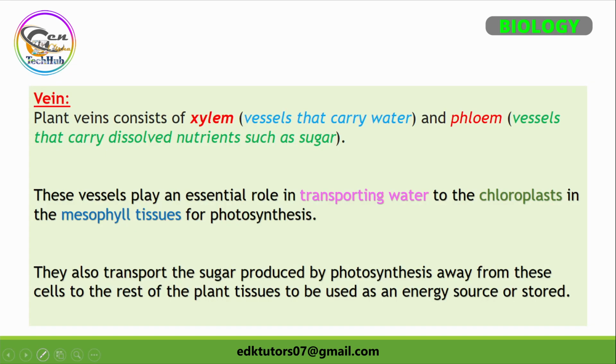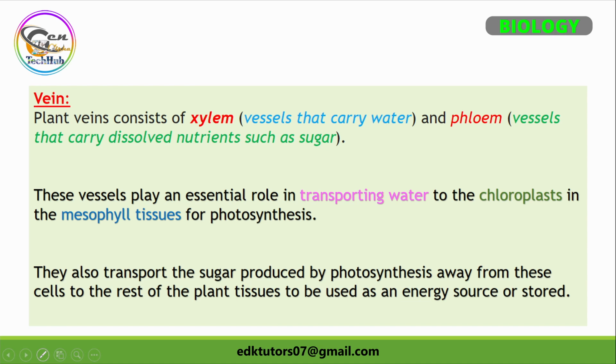Then we have the veins. We noted that the vein contains two special tissues. We have what we call the xylem and the phloem. The xylem transports water and mineral salts from the stem of the plant. Of course, these water and minerals are absorbed from the soil through the stem, then to the leaves through the xylem. We have the phloem part, which is a vessel that transports the manufactured food now from the leaf to other parts of the plant.